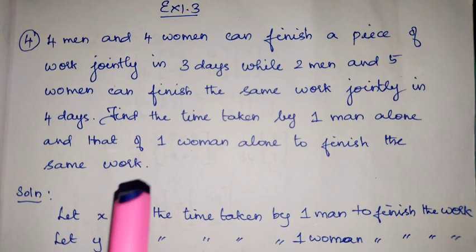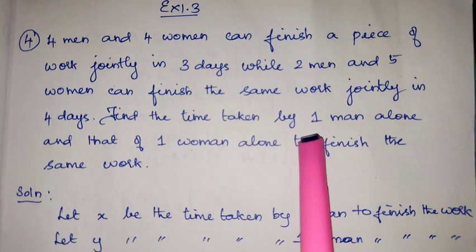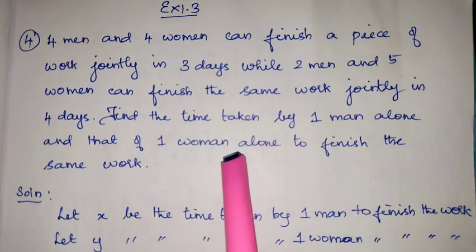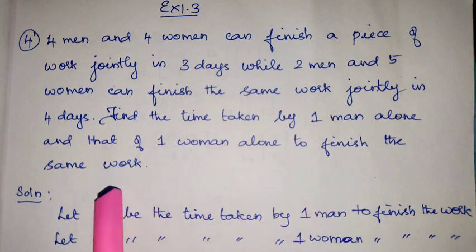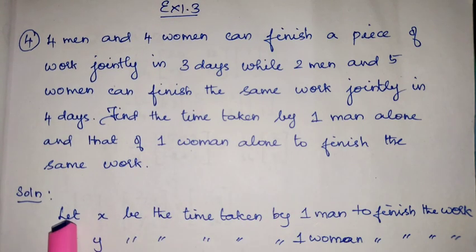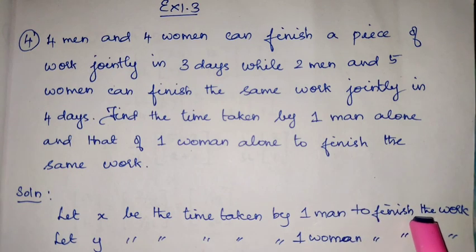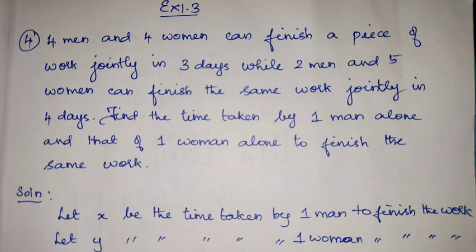Since the time is asked for the man and woman alone to finish the same work, we can take that as x and y. So let x be the time taken by one man to finish the work, and let y be the time taken by one woman to finish the work.